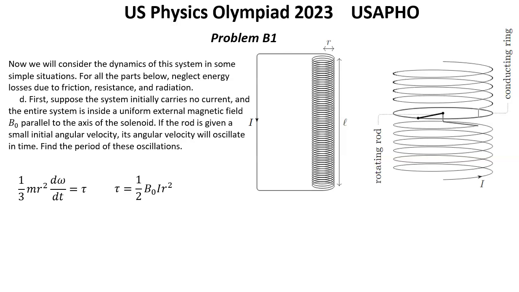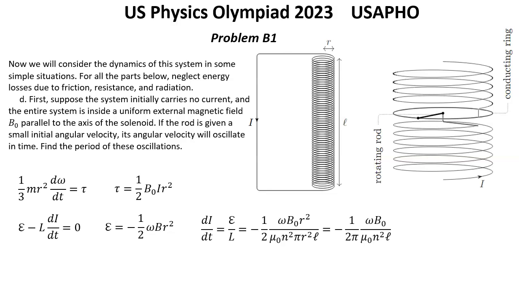Due to Kirchhoff's loop rule, we have EMF minus inductance L multiplied by delta I over delta t equals 0. Using the expression for EMF, we have EMF equal to negative 1/2 omega B r squared. It means that dI over dt equals EMF over inductance L, which is after all this expression. From the first two we have delta omega over delta t equal to 3 over 2 B0 over m I.